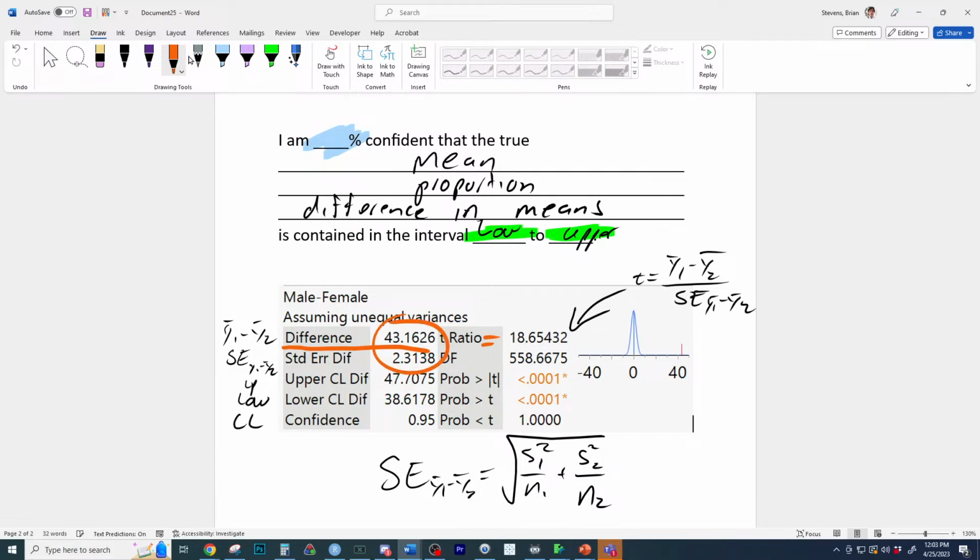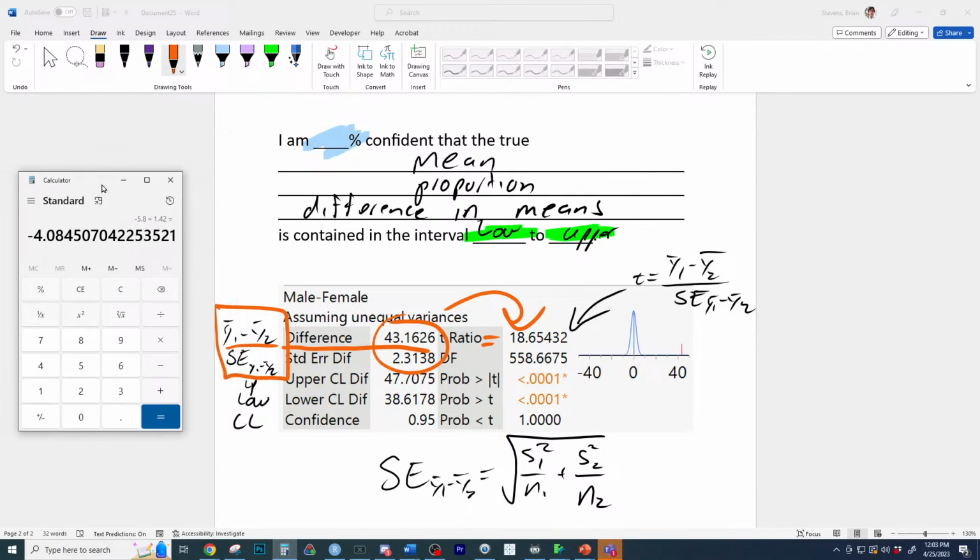That equation right there is literally that, because look over here. That's just the difference divided by the standard error. So you can just divide those numbers. Here, I'll show it. I try to help people remember this, because you can just divide 43.1626 by 2.3138. The difference divided by standard error is the t statistic.